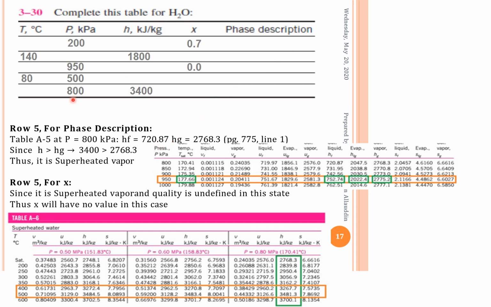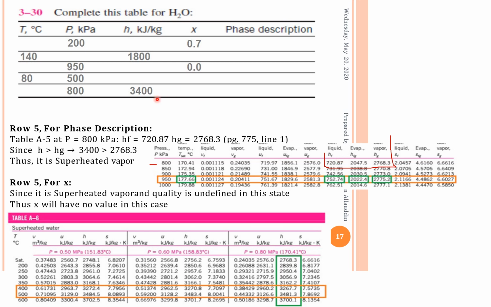So here we have 800 kilopascal, and H is given to us, which is 3400. So first we will look into table A5 because pressure is mentioned. At table A5, 800 kilopascal, we will check whether we are in the right table or not. We will check this by the value of H. So our H should lie in between these values.